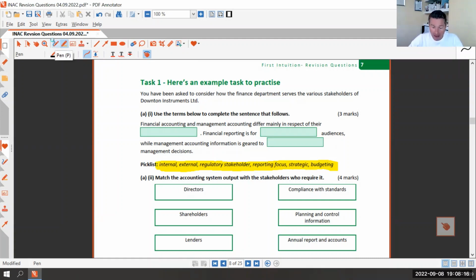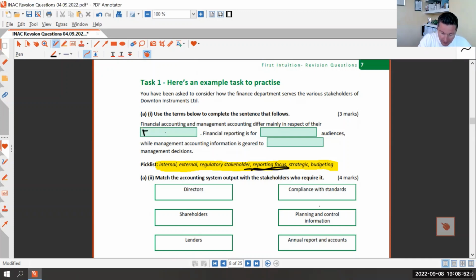So financial accounting and management accounting differ mainly in respect of their, and we've got some choices. What makes sense out of the options we've got? We've got internal, external, that just wouldn't make grammatical sense, regulatory, stakeholder, reporting focus, strategic or budgeting. So it is their reporting focus. It is what they look at, and obviously down the line, who uses it? So they differ in their reporting.